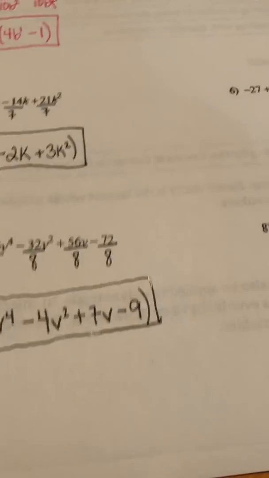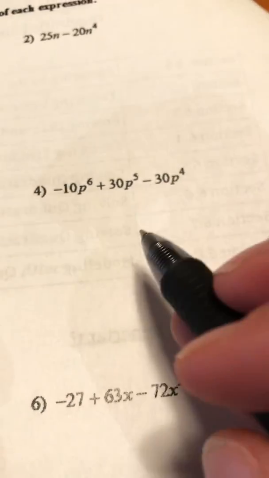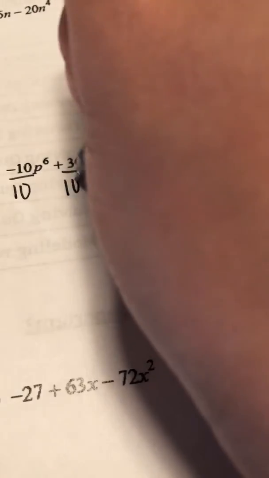All right, so let's pick one more to do where we had variables in common. So let's go to number 4 on your notes. So we got 10, 30, and 30, which again, they all end in zeros. So it should be pretty straightforward with tens.